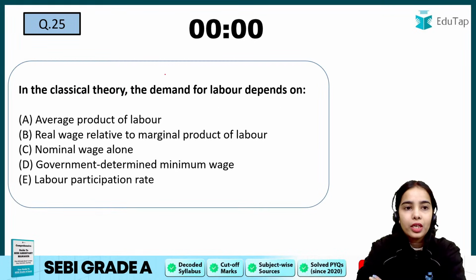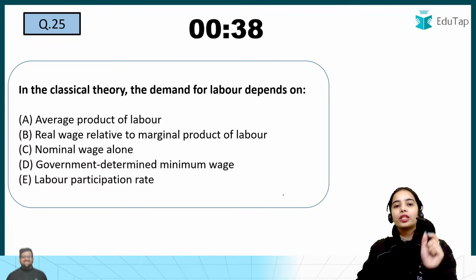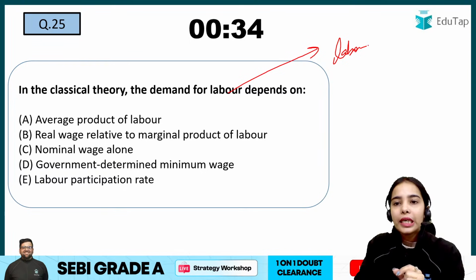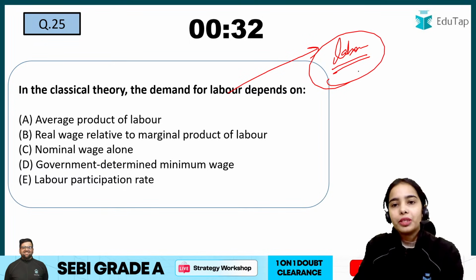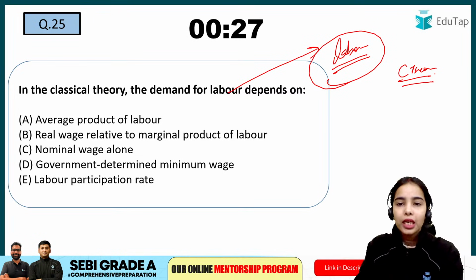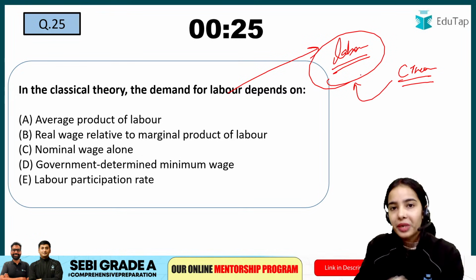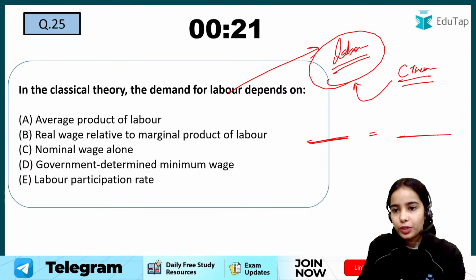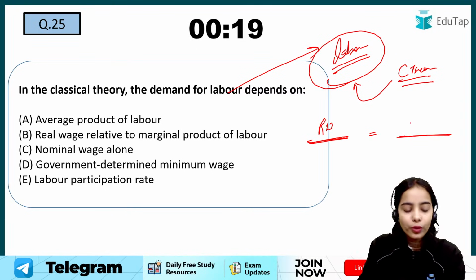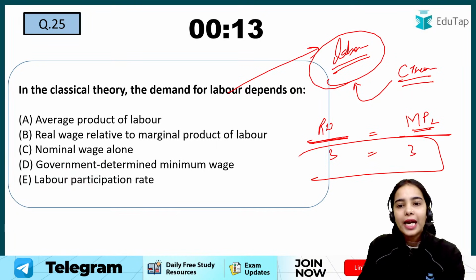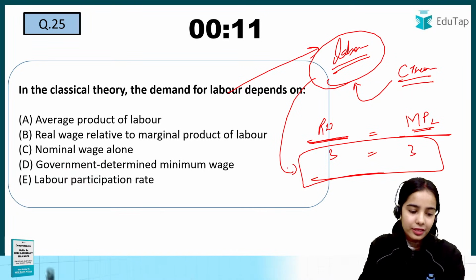Now, coming to the next question. In the classical theory, the demand for labor depends upon how much labor will be hired. What is the condition for the hiring of labor under the classical theory? Classical theory has very clearly stated that only that level of labor will be hired where the real wage is equal to the marginal product of labor. If the real wage is 3, the additional product of labor should be 3. At this level, the labor will be hired.